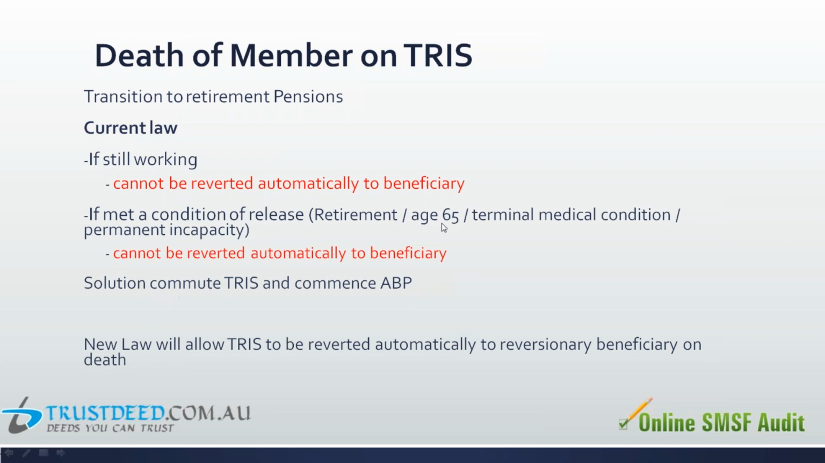So what people were doing is when they turned 65, they were commuting their transition to retirement pension and commencing an account-based pension. And once they had an account-based pension and they were age 65, then you could automatically have a reversionary beneficiary. Or let's say you didn't even turn age 65, so you commenced a transition to retirement at age 58, and at 62 you retired. Because it was a transition to retirement pension, it could not be reverted to the beneficiary. Because it was not in retirement phase, the choice you have now is you can only commute that transition to retirement pension and commence an account-based pension.